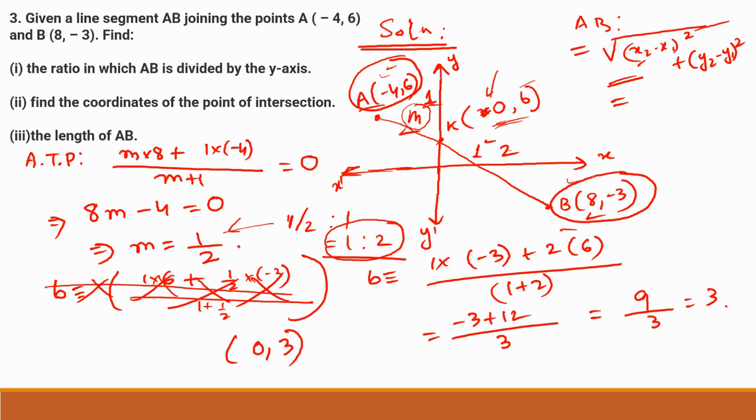From x2 you can put 8, x1 you can put minus 4, y2 you can put minus 3, and y1 you can put 6. So if you do the calculation, you will get this as 5 units. Okay, hope this is clear to you guys. Let's move to the next problem.